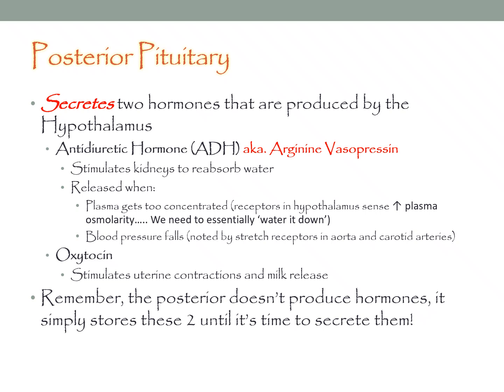This is secreted when the receptors in the body sense that the plasma is either too concentrated or sense when the blood pressure falls. So the posterior pituitary then secretes antidiuretic hormone and encourages the kidneys to reabsorb water into the collecting ducts so that we increase our overall fluid volume.